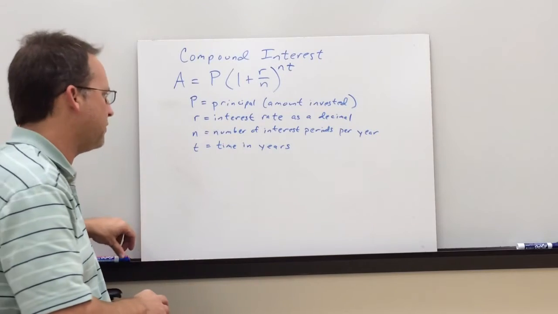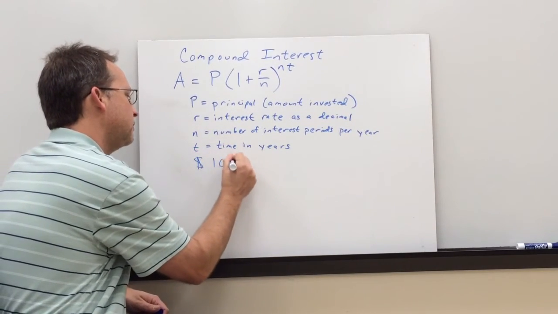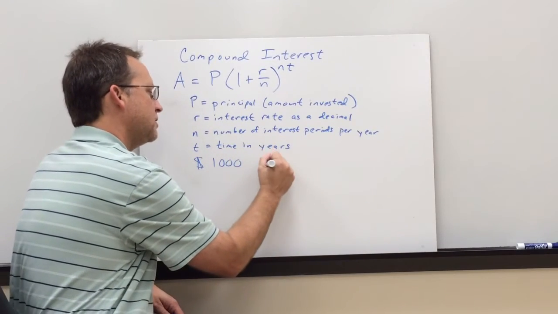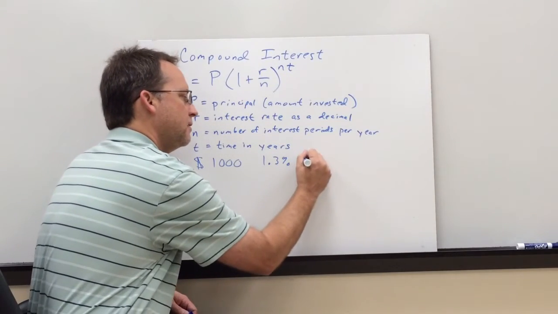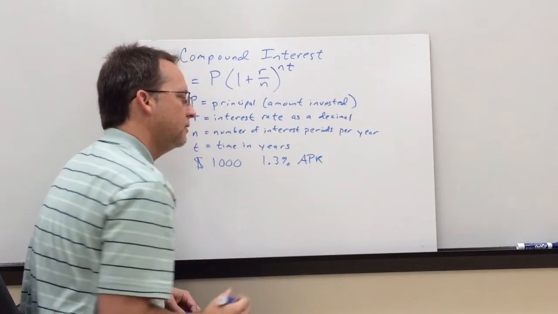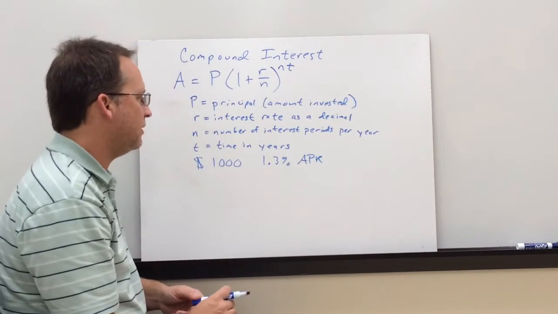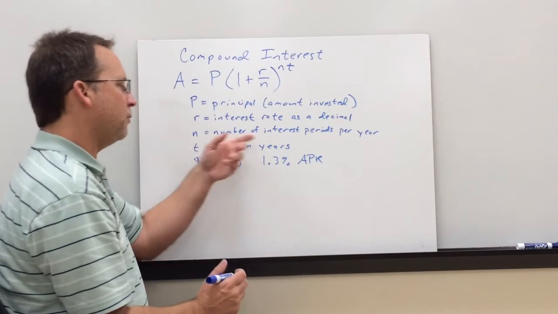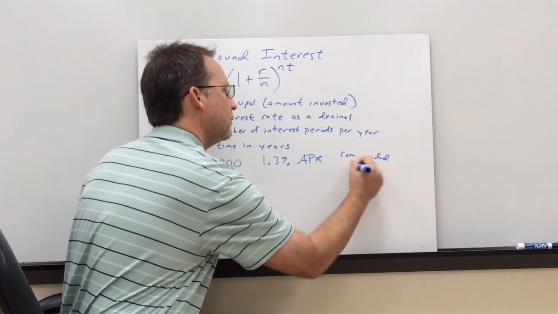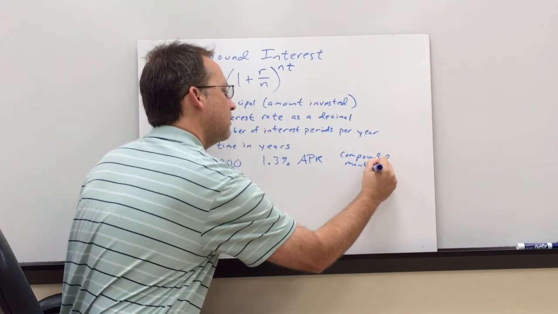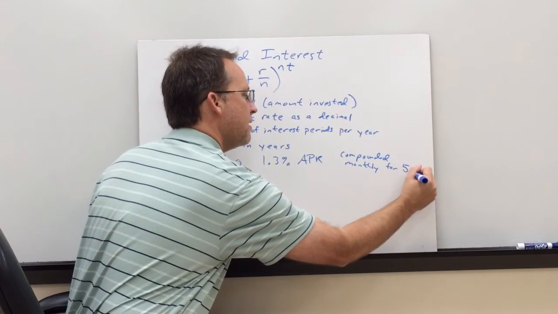So I'm going to do an example here with you. Let's say we're investing $1,000, and we'll say it's a 1.3% interest rate. You might see APR in advertisements. That's annual percentage rate, just the rate you get over the year. And let's say we're going to compound this monthly for, let's say, 5 years.